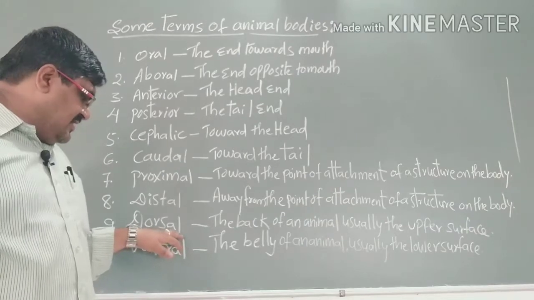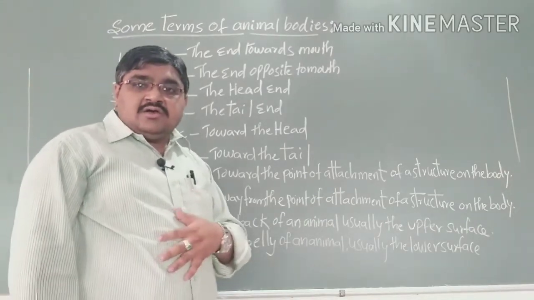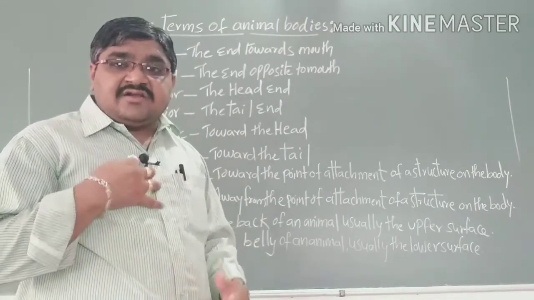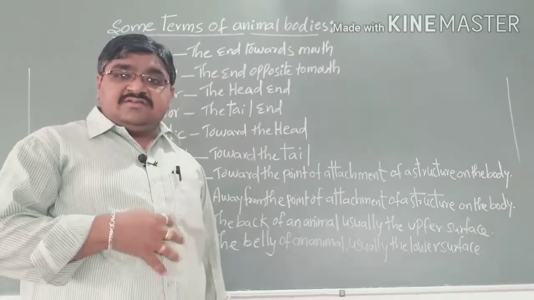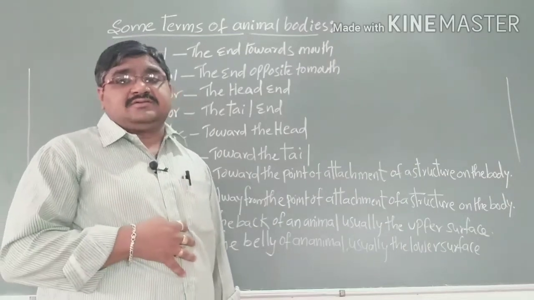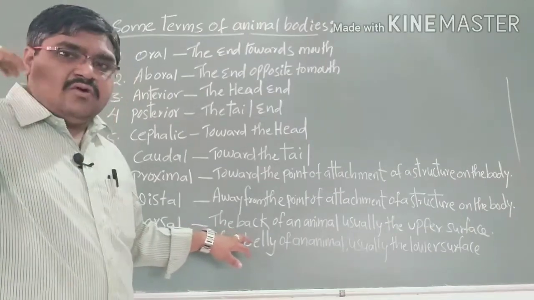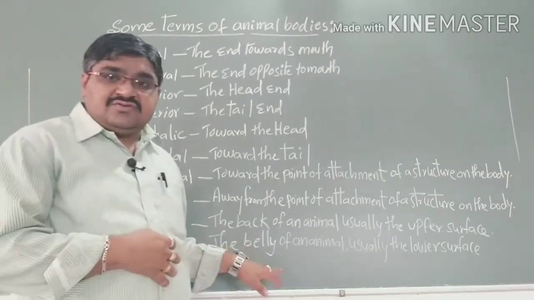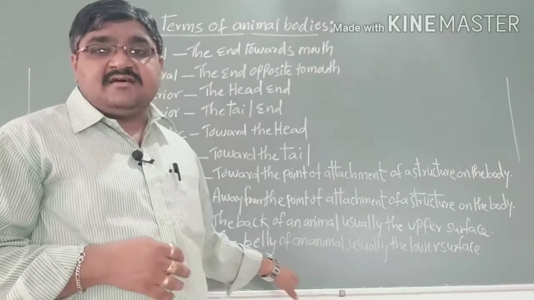Here, ventral surface means the belly. That means belly means stomach. The region where the stomach is presenting, that part we can call the ventral part. So dorsal means the back of the body, and the belly means the front part which is presenting, we can call this the ventral surface.